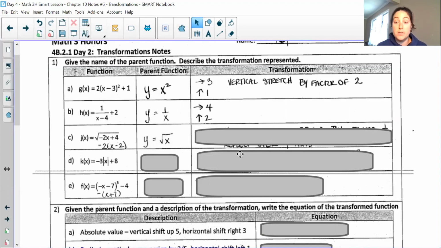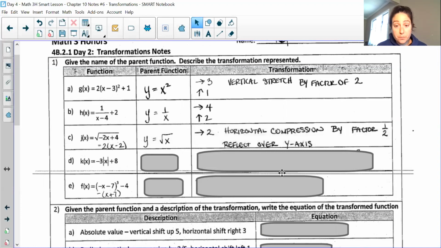So this is going to be a horizontal compression by a factor of 1/2, because remember, the B values have a reciprocal relationship with the factor. It's 1 over B times x. So a horizontal compression by a factor of 1/2, and shifted right 2, and then reflect over the y-axis because the negative of the negative 2 reflects over the y-axis. And we have a negative B value.